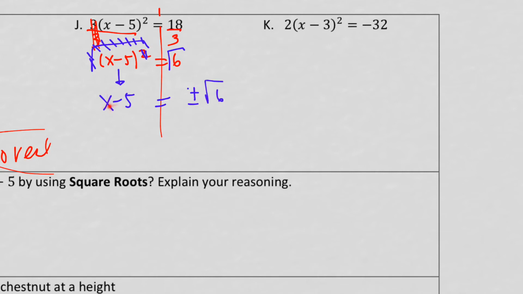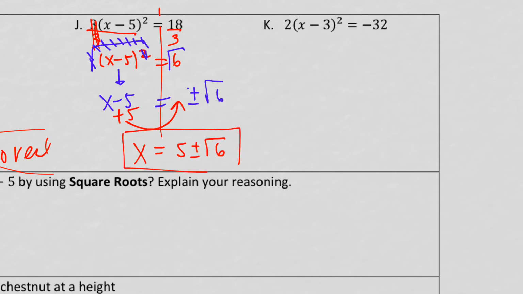But I want to now solve this for x. So to finish, how do I undo a minus 5? I can add 5 to both sides. When you move this constant, you want to move it to the left-hand side of the plus or minus. So you get x equals 5 plus or minus square root of 6. And in this case, that would be your answer. You can leave it that way.